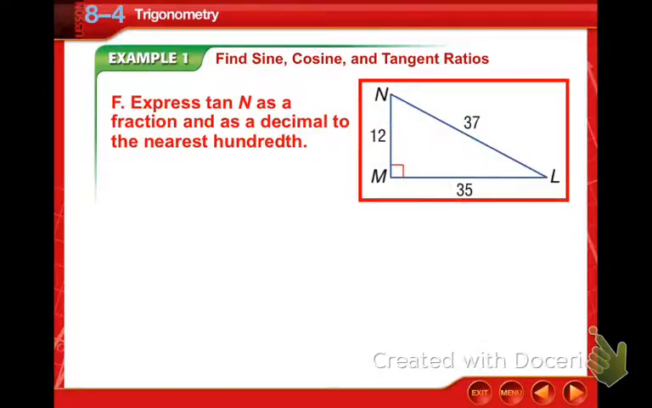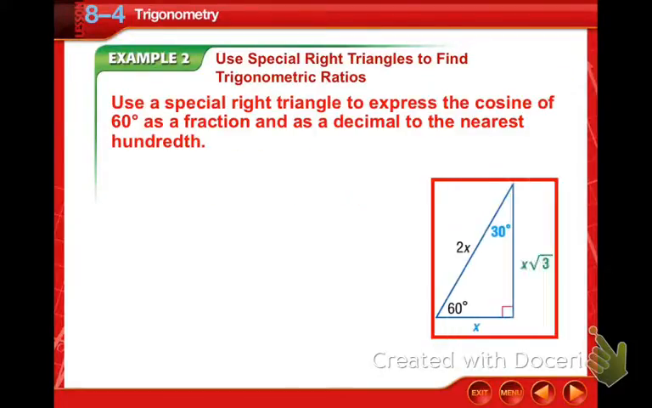Time to actually calculate some actual cosines and sines. So here we have the special right triangle, and we want to find the cosine of our 60-degree angle. So this is kind of a special thing that happens here with all the special right triangles. They all have special, unique things, especially once you get into pre-cal next year.